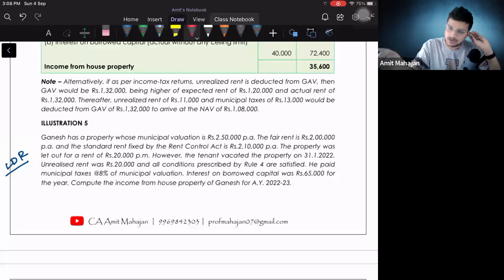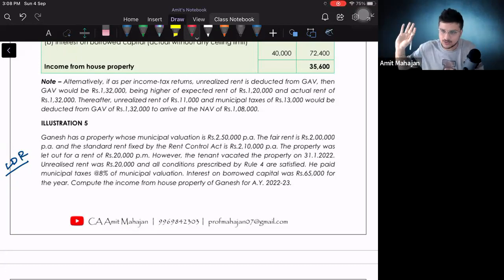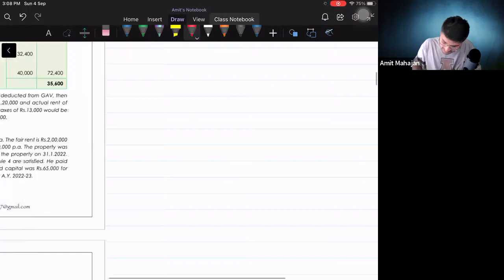Why? Because I gave that property on rent, and it was vacant for part of the year. Perfect. Situation 2. What is written in situation 2? If my actual rent is lower than the expected rent due to vacancy, then my GAV is going to be the actual rent. Okay. But first of all, we will compute the expected rent. So first we'll start solving the sum. Now let's see how to solve it further. Okay? Let's write it once.